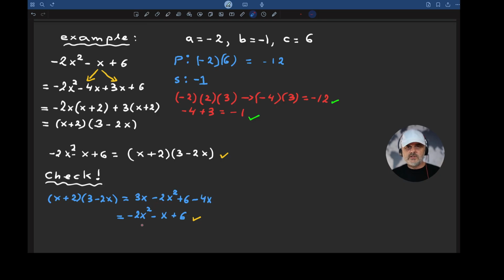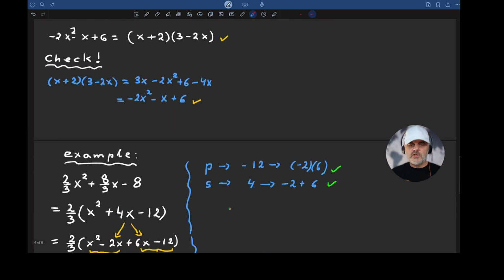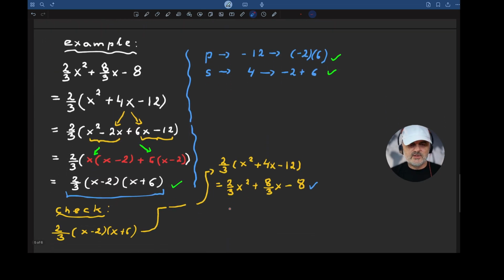You rearrange. The highest degree term comes first, so this is why it's negative 2x squared. Then the next one, you combine like terms 3x and negative 4x, you get negative x plus 6. Bingo, we have it. So hopefully now we have an even better idea. You don't worry whether you have positive or negative numbers. You always are able to factor.